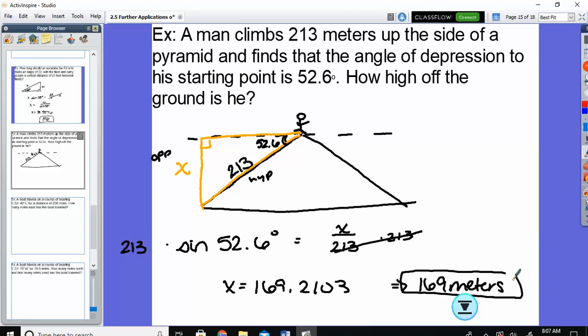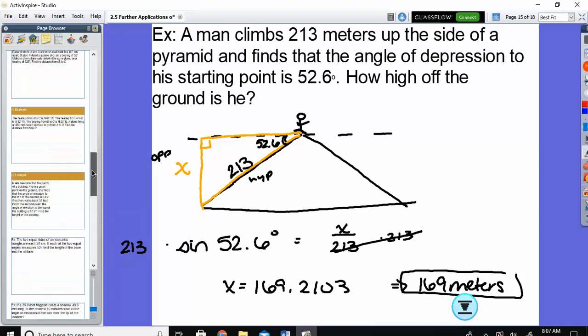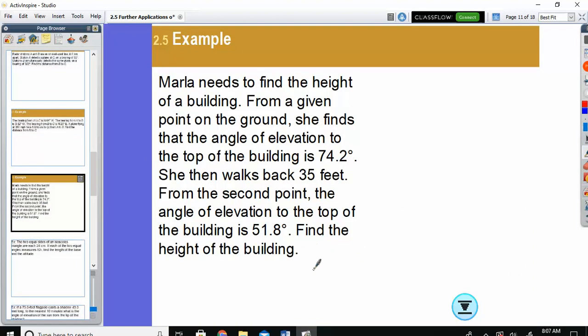I'd like to do, we'll go back to the first page, that third example. We skipped this one yesterday. So I guess it's the bottom of that first page. Marla needs to find the height of a building. So we have some building here. She wants to know how tall it is.